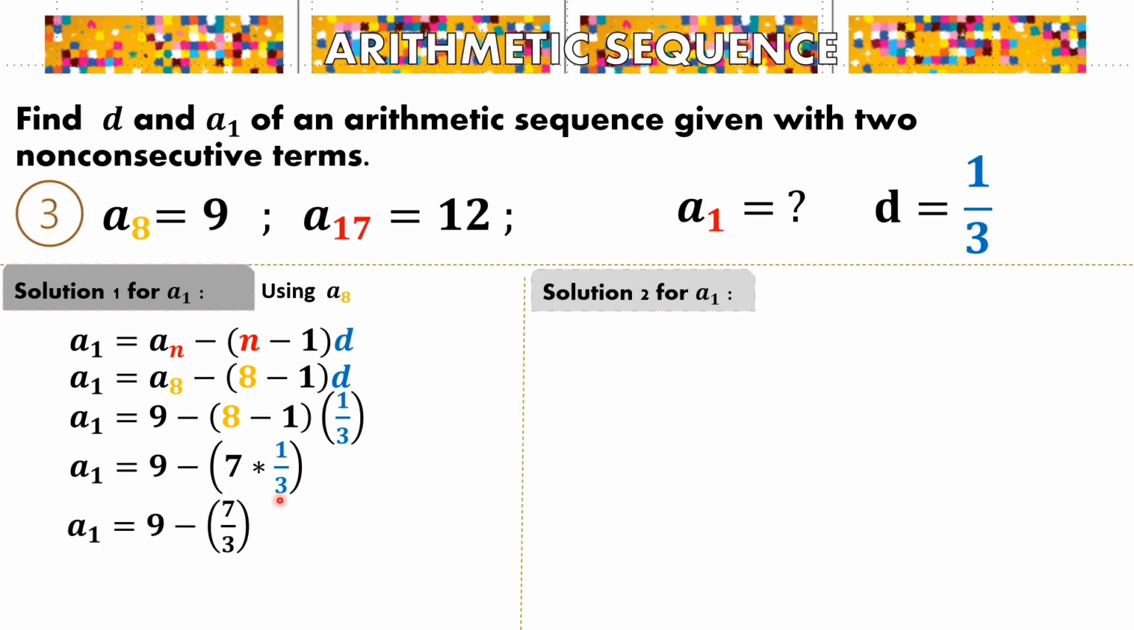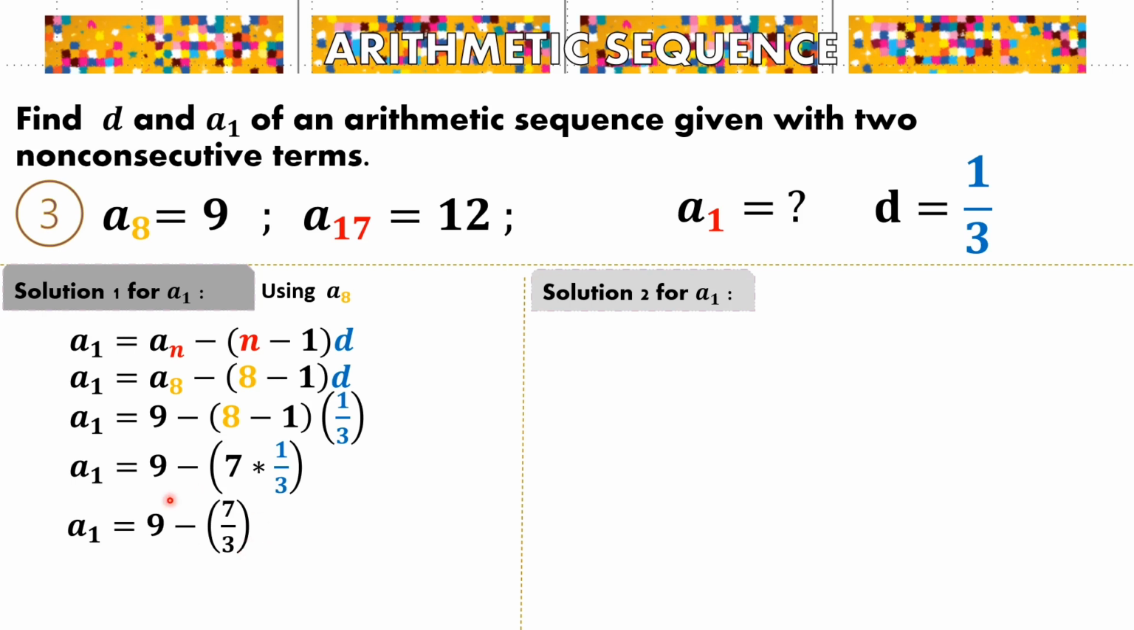How do you multiply a whole number and a fraction? Simple. Multiply the whole number and the numerator, then copy the denominator. So we have 7 times 1 is 7/3. So again, we are subtracting a whole number and a fraction.